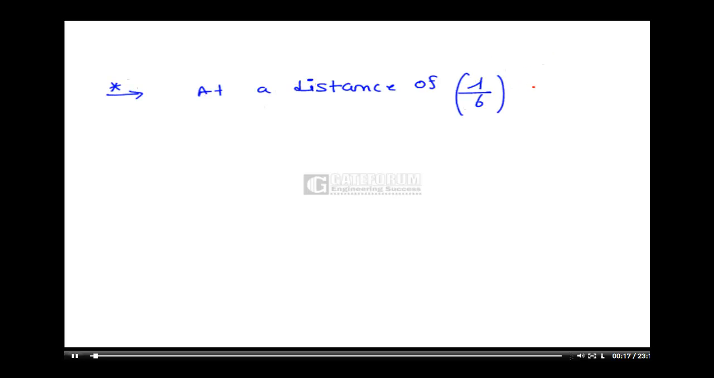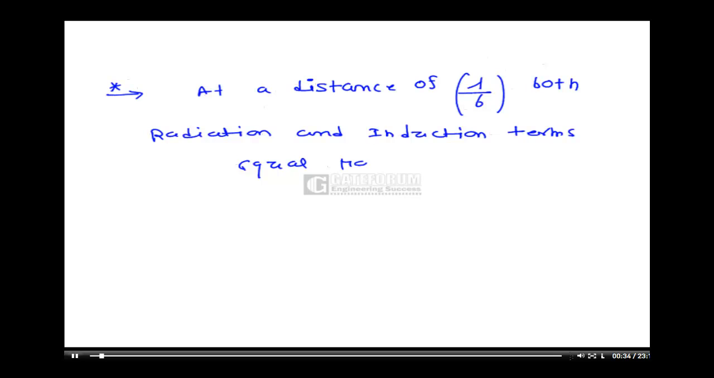At a distance of lambda by 6, both the radiation and induction terms have equal magnitude. That is, both the 1 by r cube and 1 by r square terms have the same magnitude at a distance of lambda by 6, which we can also derive. For the derivation you can refer to any standard textbook.